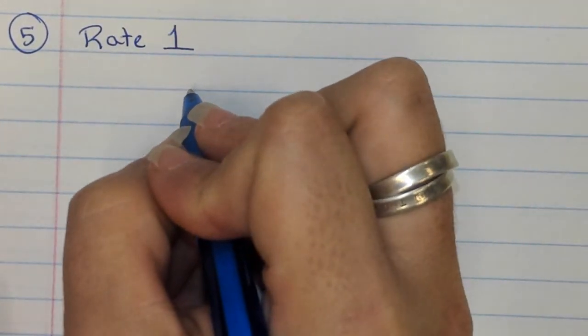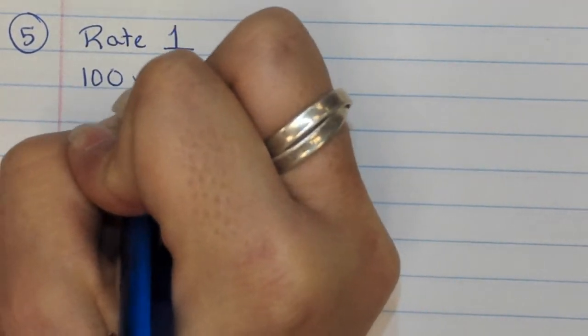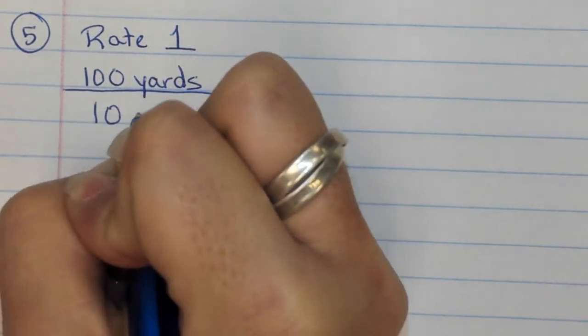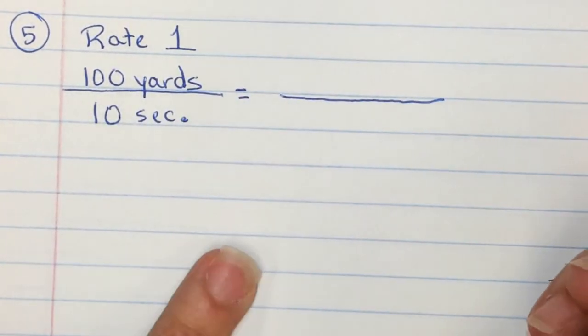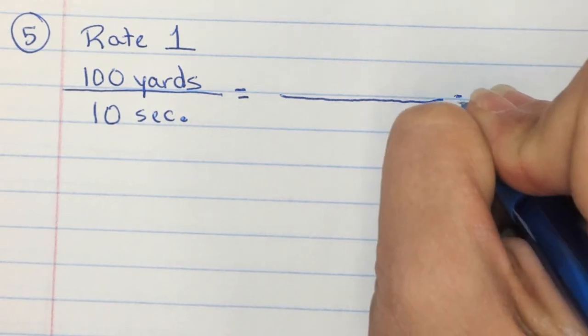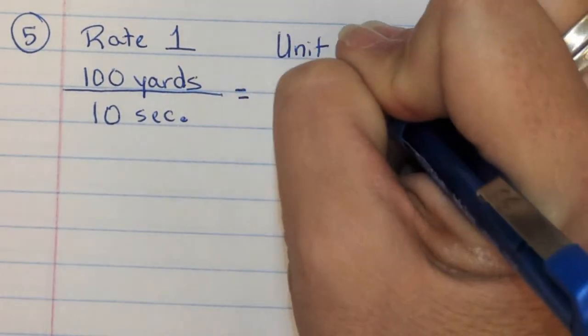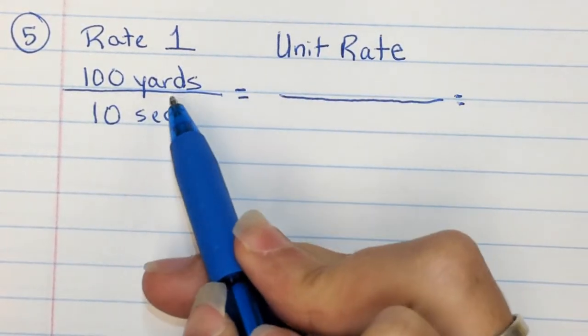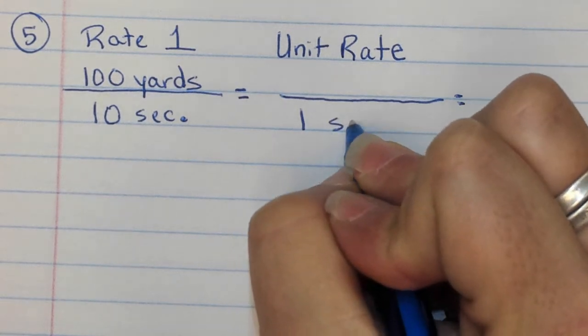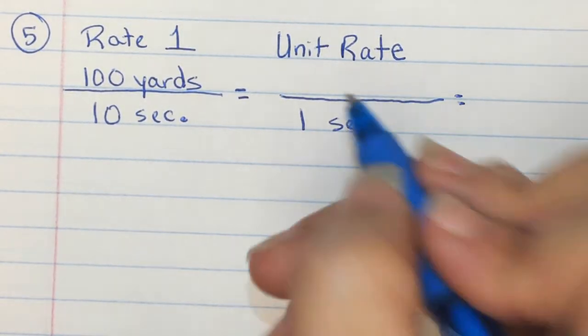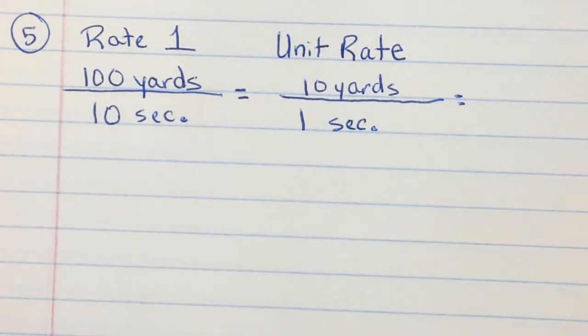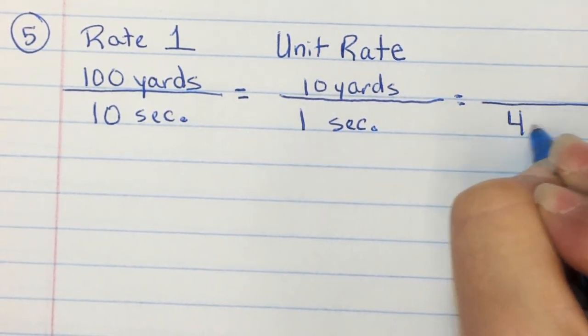The first rate, I'll call it rate 1, is 100 yards in 10 seconds. Now, I would be writing this down because it is helping you to get that final answer. Some of these are not exactly realistic. Okay, so if he can do 100 yards in 10 seconds, how much can he do in 1 second? 10 yards in 1 second. I know they're not exactly real world numbers. Just go with it.